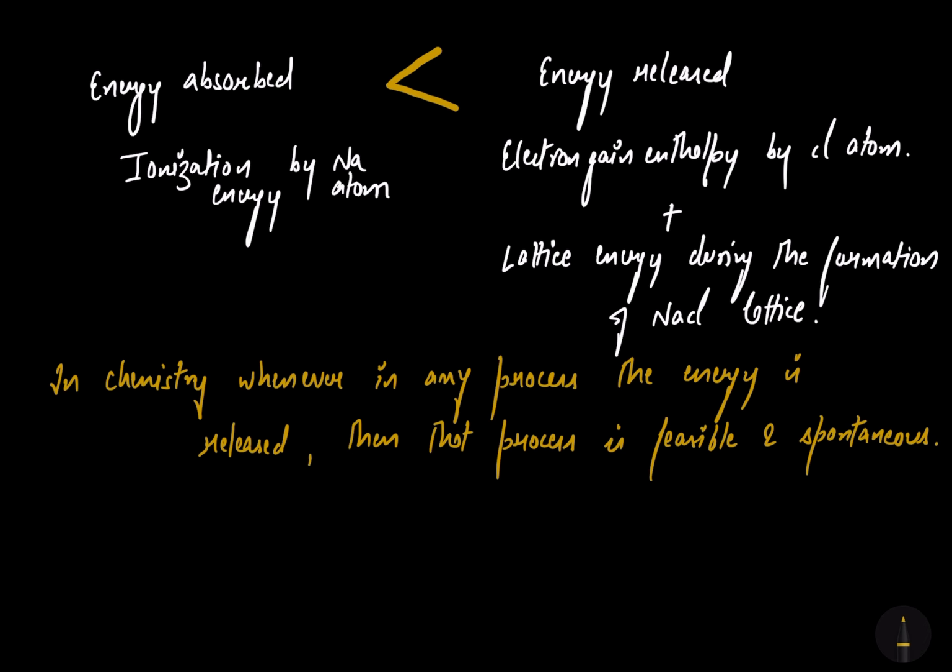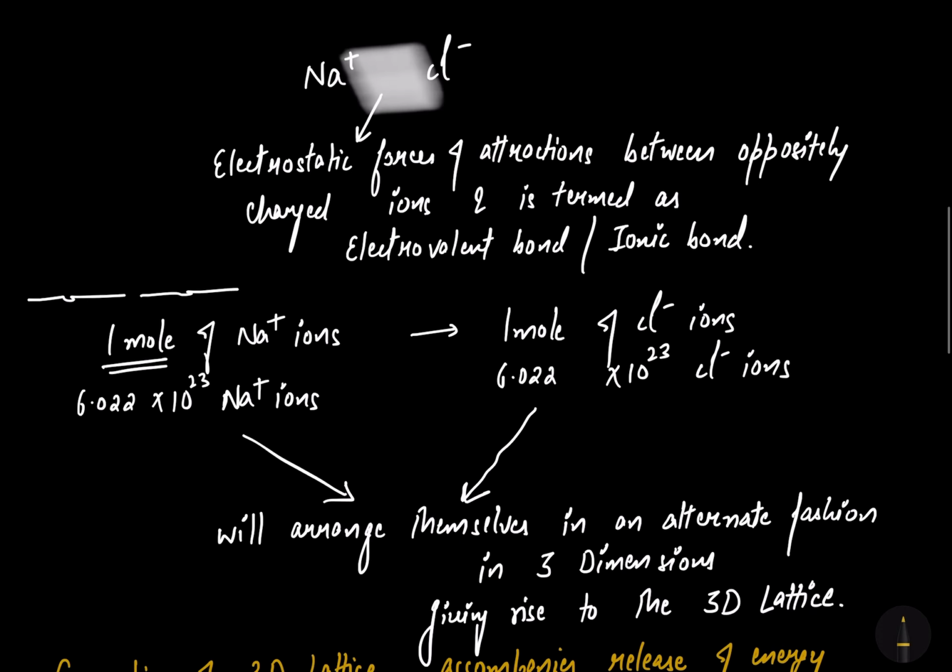So in the case of formation of sodium chloride, the total magnitude of energy released is greater than the energy absorbed. So in the total process, energy is released. Whenever energy is released in any process, that process is feasible and spontaneous. What do we mean by spontaneous? Any process just needs an initiation, then it will go to completion by itself. That's called a spontaneous process. So the formation of NaCl will be feasible and spontaneous by itself.